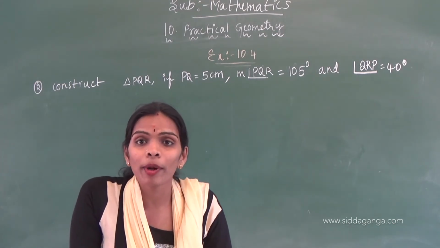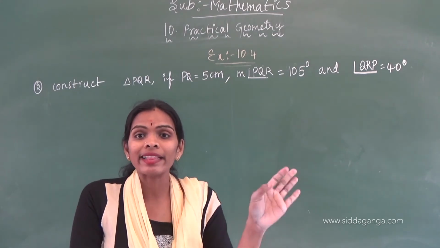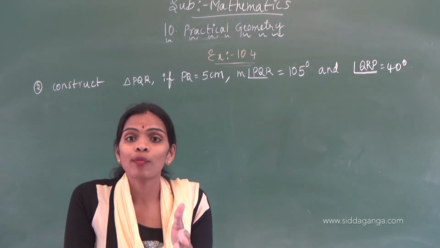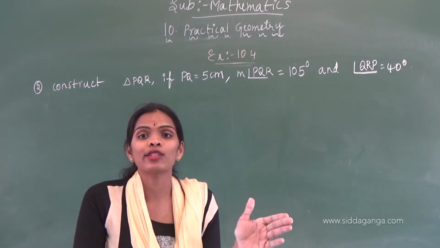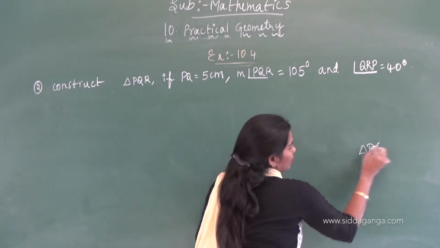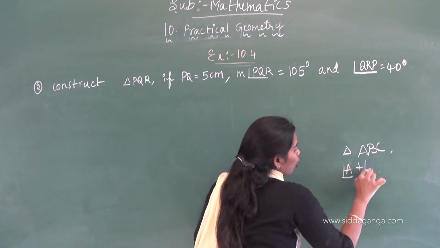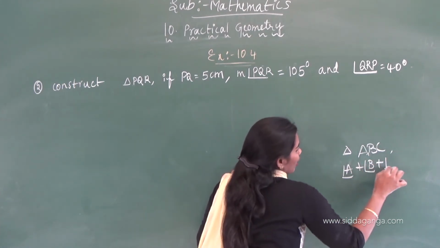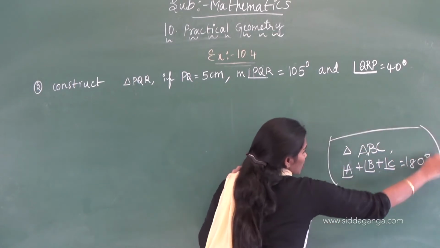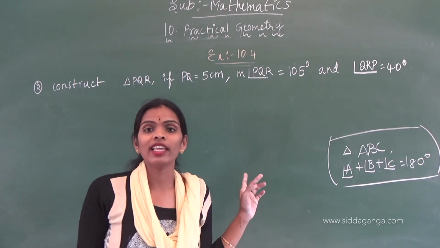What is angle sum property? In a triangle, the sum of the three angles is 180 degrees. That is, if triangle ABC is there, the sum of all the angles of the triangle equals 180 degrees. This is angle sum property. The sum of three angles of a triangle is 180 degrees.